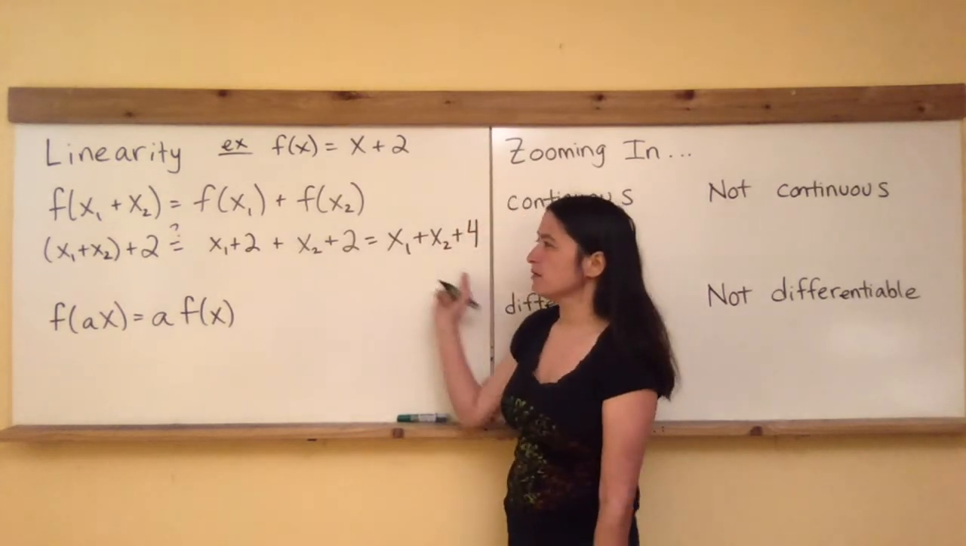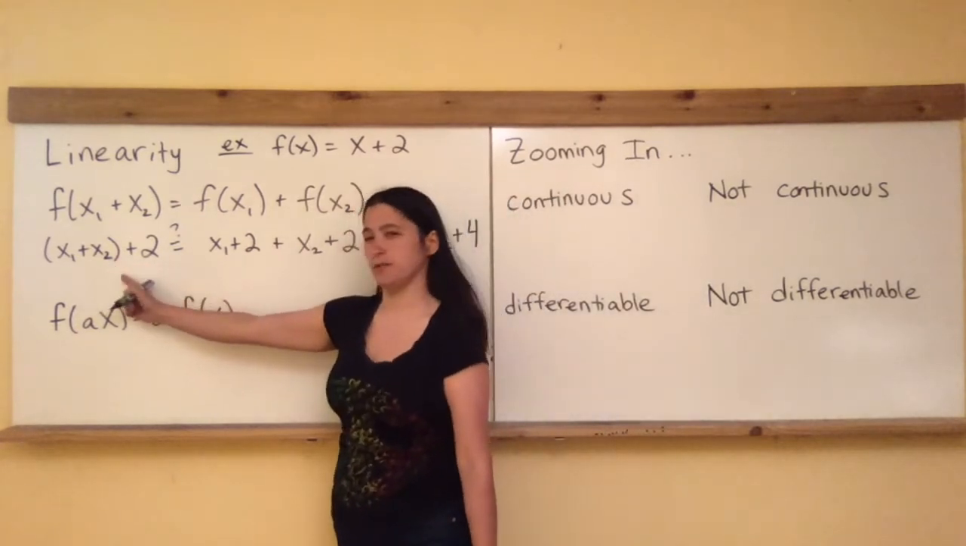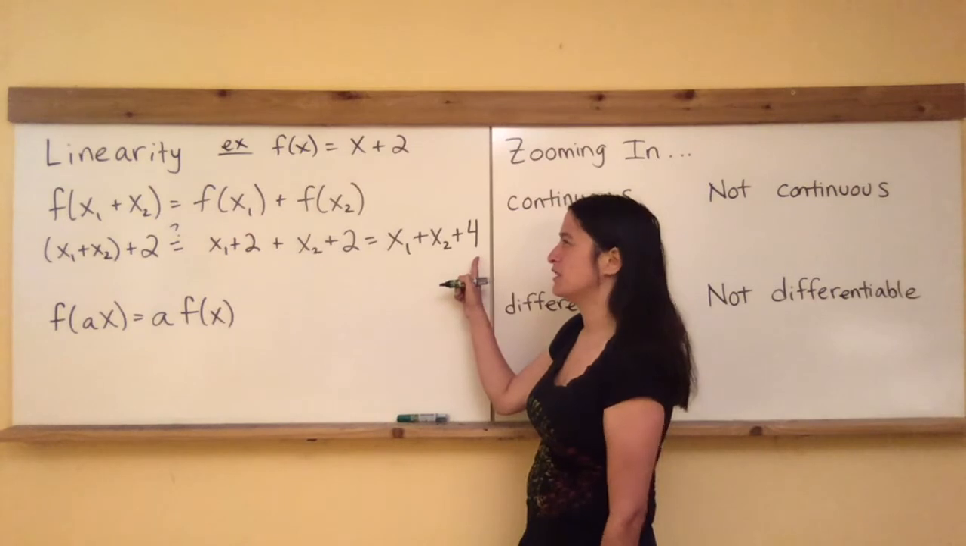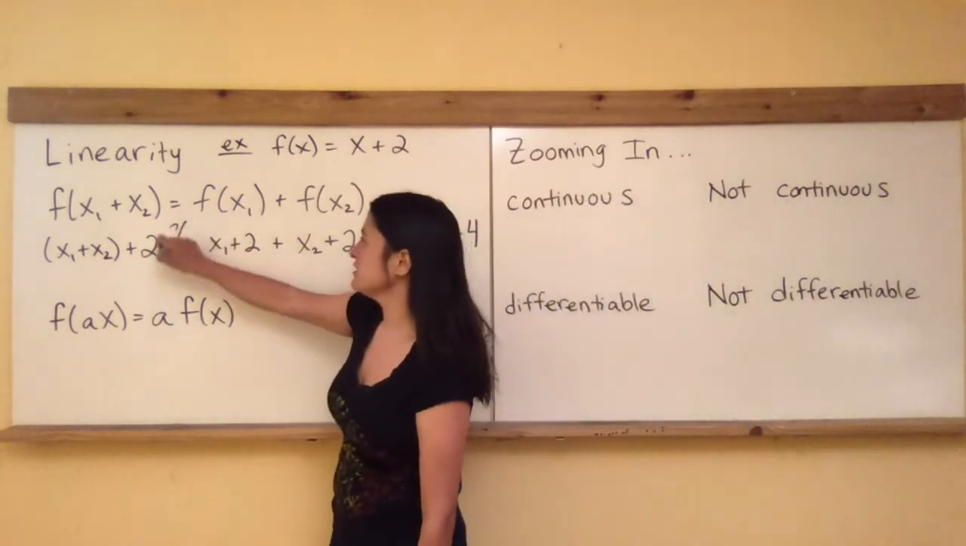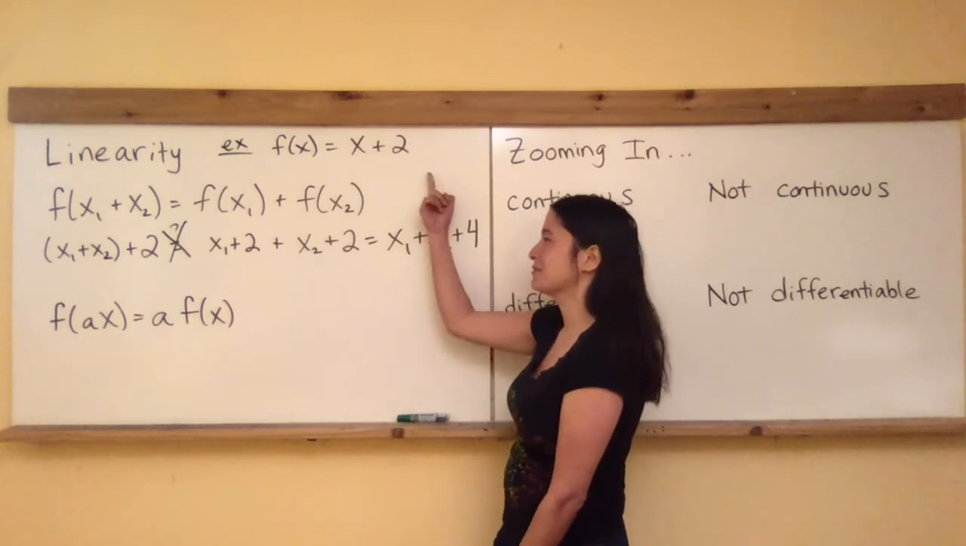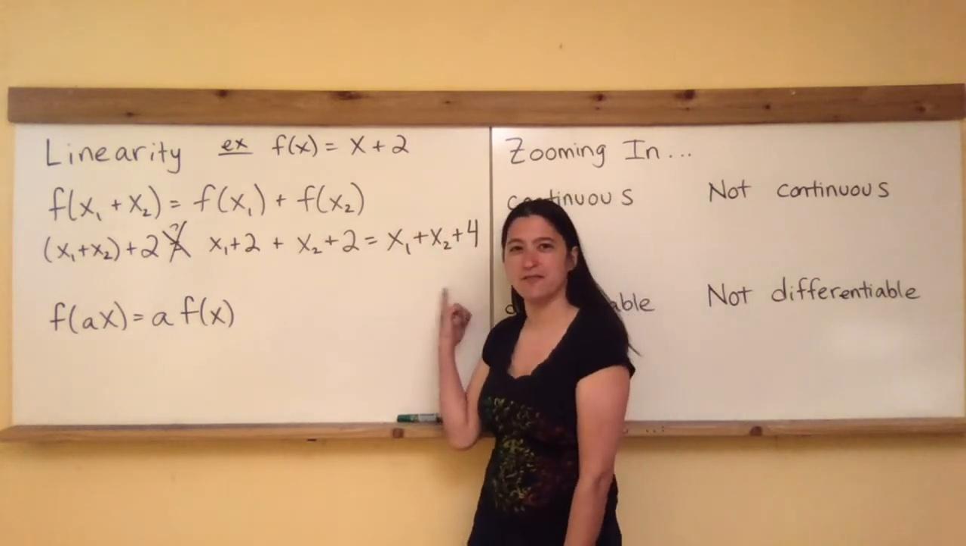Okay, wait a minute. On one side I got x1 plus x2 plus 2, and on the other side I got plus 4. Those are not going to be the same. And so you see a function that's even as simple as x plus 2 does not obey this first additive property.